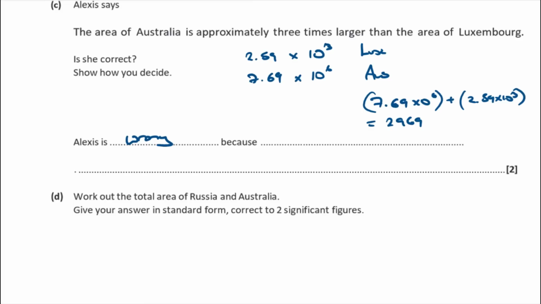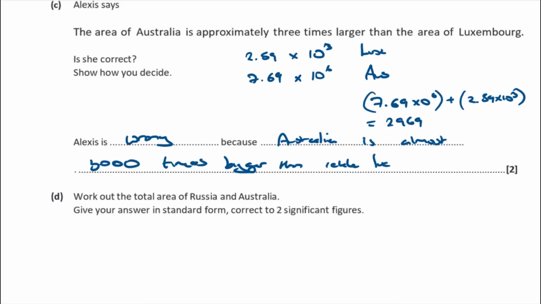Okay, so Alexa's wrong because Australia is almost 3,000 times bigger than Luxembourg. Okay, you don't have to write equal if you don't want to. Right, so Australia is almost 3,000 times bigger than Luxembourg there.